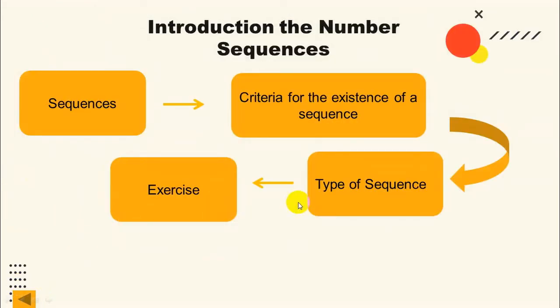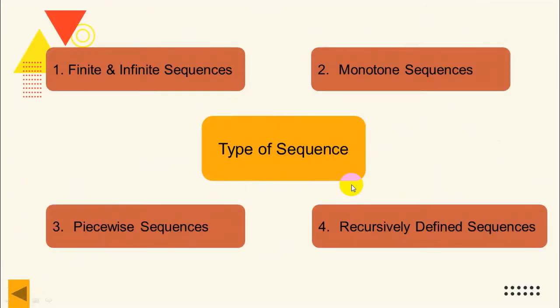Okay, the third is types of sequence. Types of sequence are divided into four. The first is finite and infinite sequence. The second is monotone sequence. The third is piecewise sequence. The fourth is recursively defined sequence. So first we will talk about finite and infinite sequence.